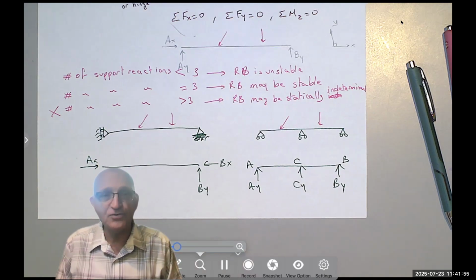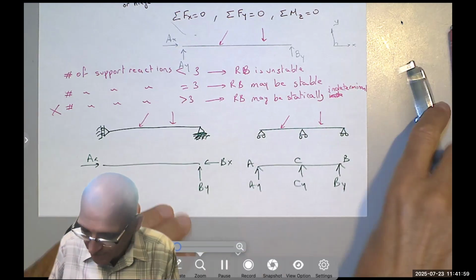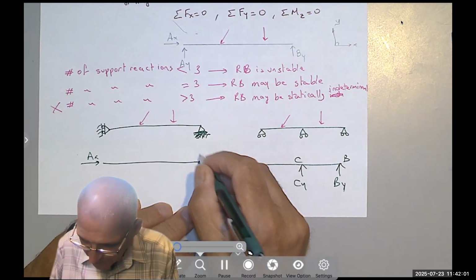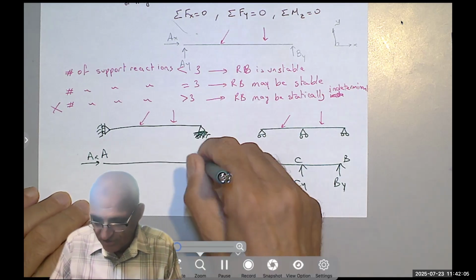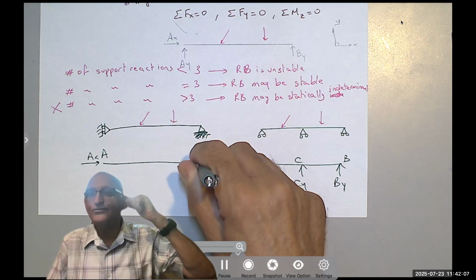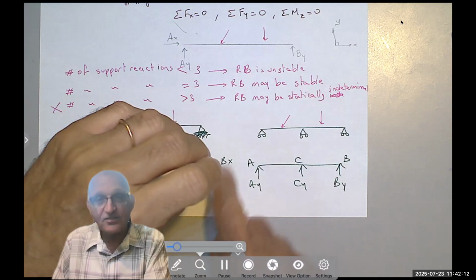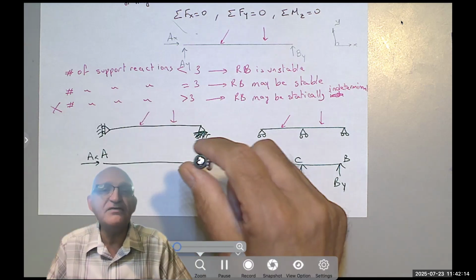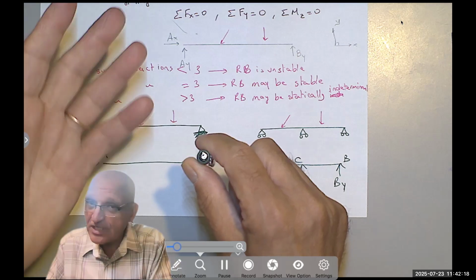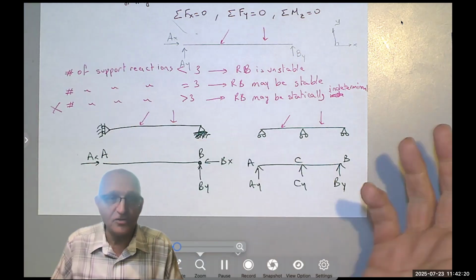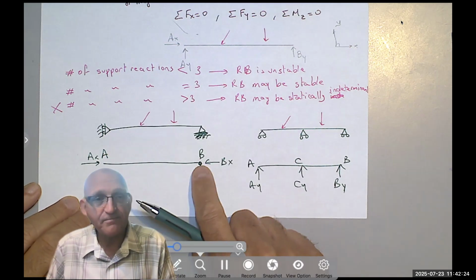But how about those? Those three are concurrent at point B. And if they are concurrent at point B, we learned from particles that forces that are concurrent cannot produce rotation, and likewise cannot prevent it, so this beam will rotate about point B.